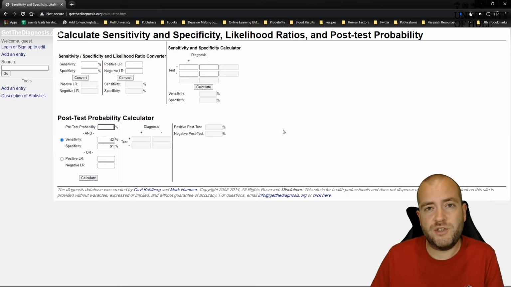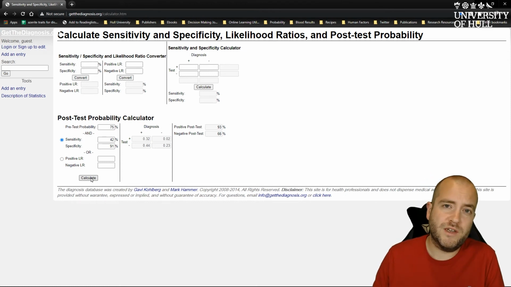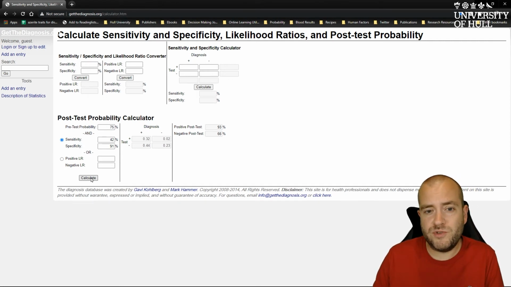So let's take our patient who we thought might have a stroke, and we can say that we were maybe 75% sure. You can see that I've already added in the sensitivity and specificity. And what you can see is that we've got two results come up on the side. We've got a 93% chance that the positive test result increases our probability from 75. But interestingly as well, because the sensitivity is so low and our clinical suspicion was so high, with the negative post-test result, we've still got a 66% chance that the ischemic stroke is there in this lady.